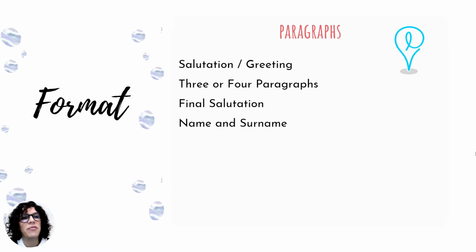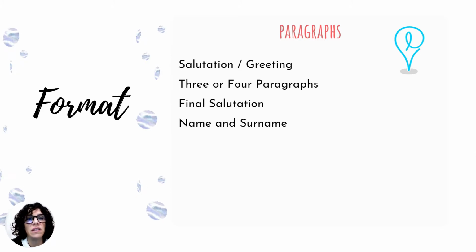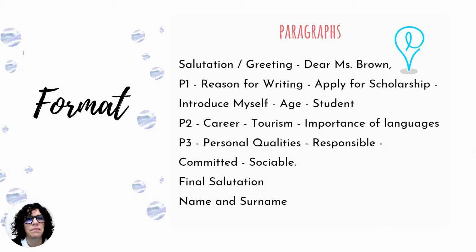Now that you have read the situation, we're going to see how to organize our formal email. Formal emails have a salutation, a greeting. Then you can organize your information in 3 or 4 paragraphs. There is a final salutation at the end, and we finish by signing with our name and surname.